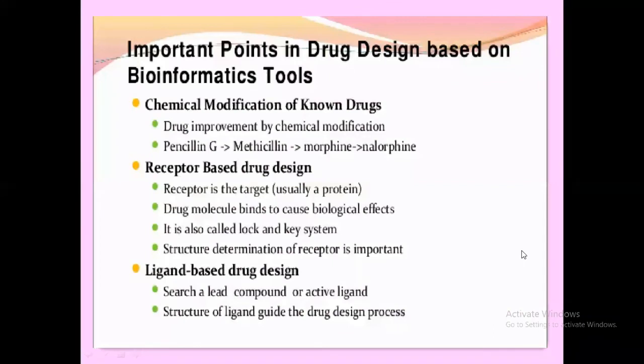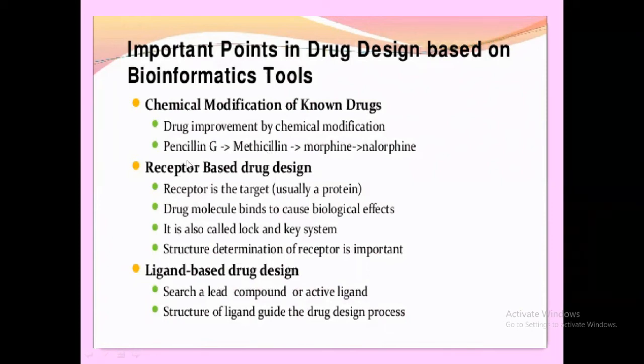So the important steps in drug design. Here you see that the drug design is done based on bioinformatic tools. Based on the bioinformatic tools, you are going to design the drug. Then chemical modification of known drugs. You have to modify the drugs if the drug is having some problem. That is called chemical modification. Drug improvement is done by chemical modification methods.